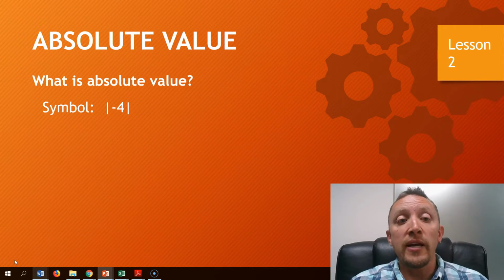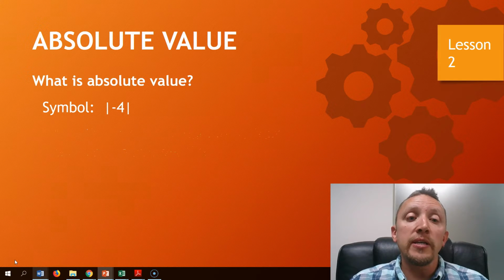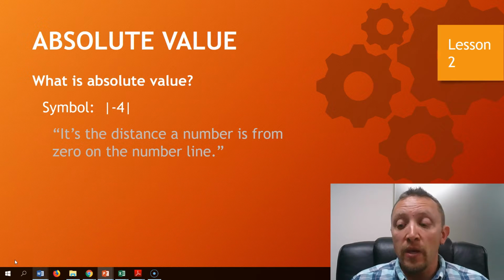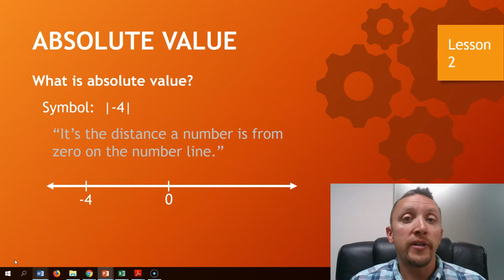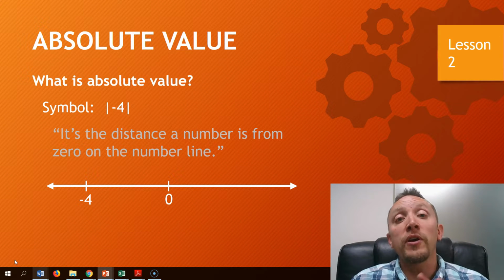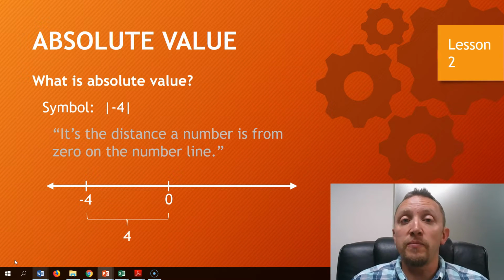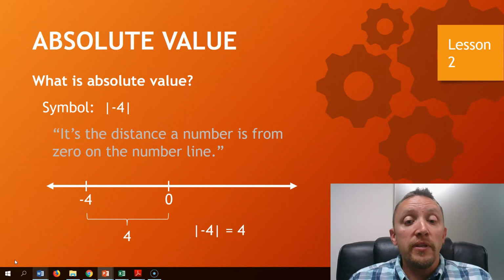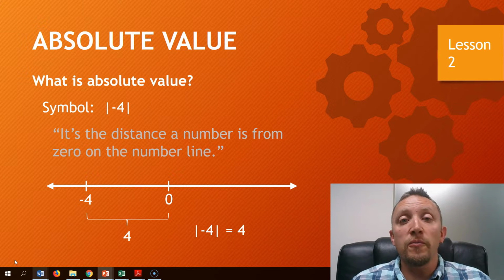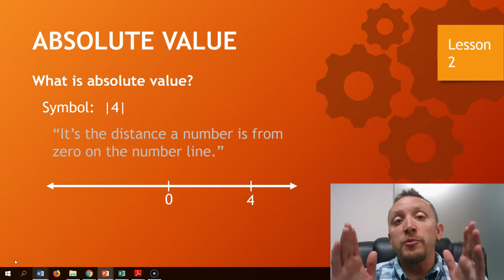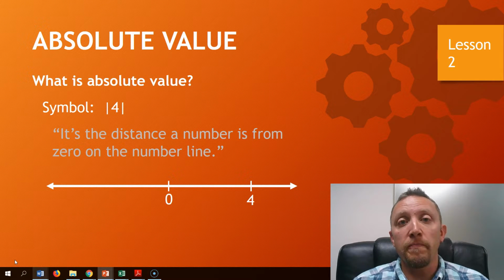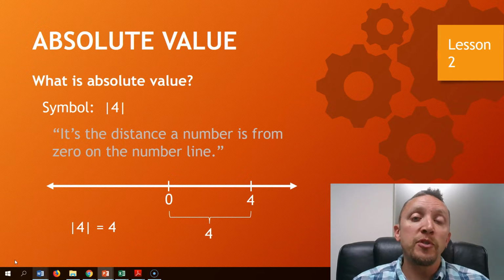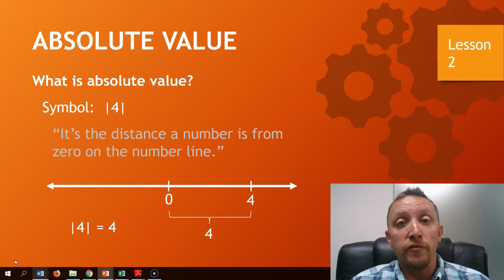So inside of those vertical lines, I have -4. So we're looking to see what distance -4 is from 0 on a number line. So if we created a number line and put -4 on that number line, we would recognize that -4 is 4 units from 0. So what that means is the absolute value of -4 is 4, because it's 4 units from 0. Now what if it was the absolute value of +4? Well, +4 is also 4 units from 0. So the absolute value of +4 is also 4.